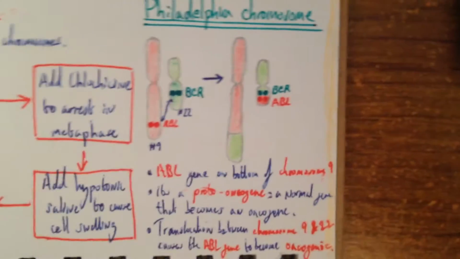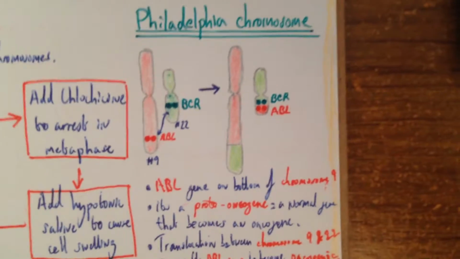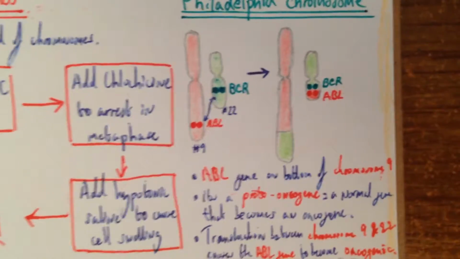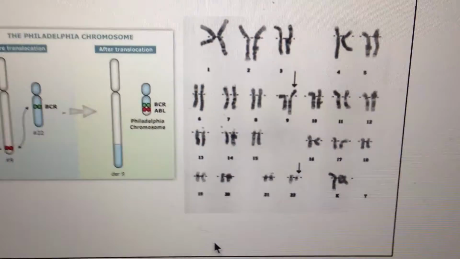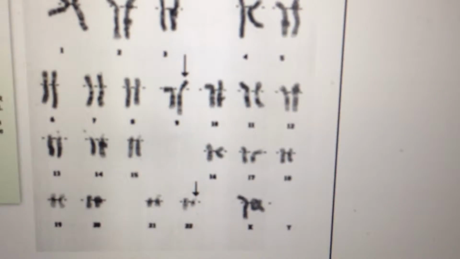Clear? And that's just an example of how we can use G-banding to show that the translocation has occurred between those two chromosomes, chromosome number 9 and chromosome 22. We'll be able to see a difference in size and a difference in banding patterns, as we talked about earlier.